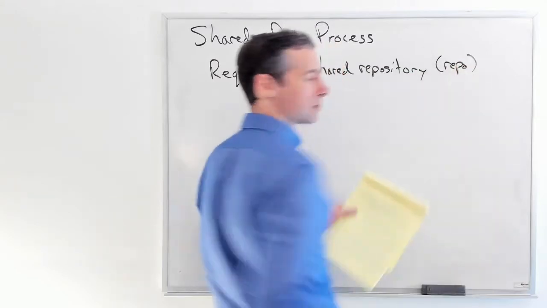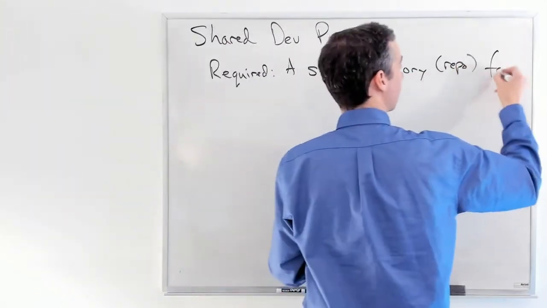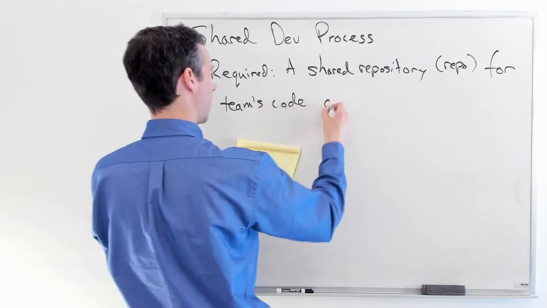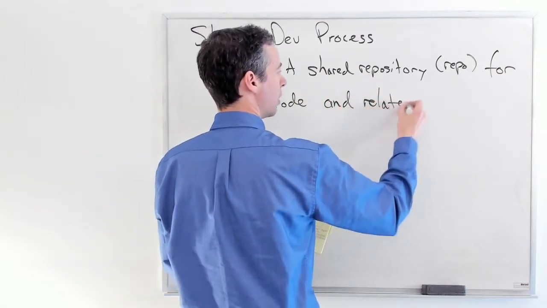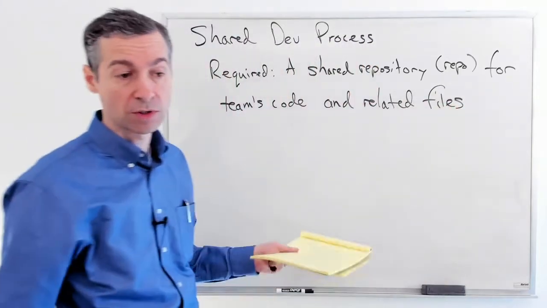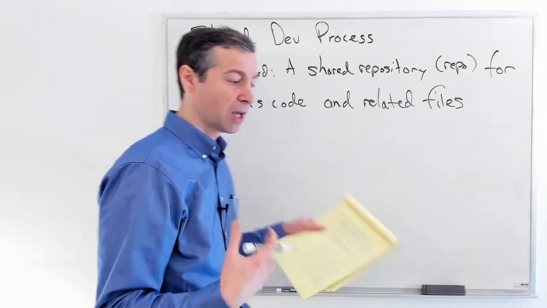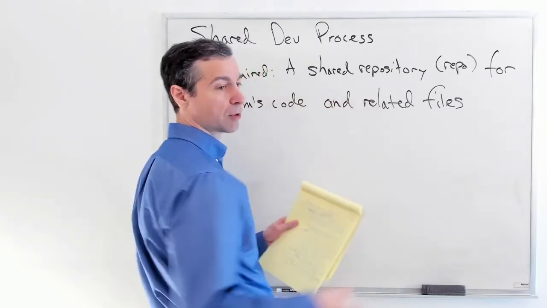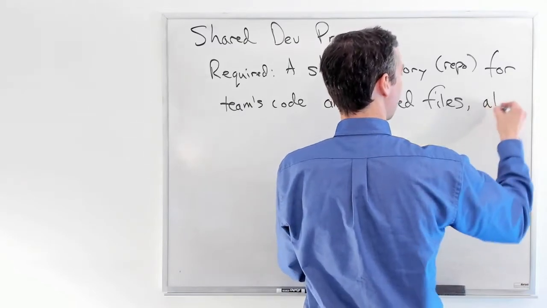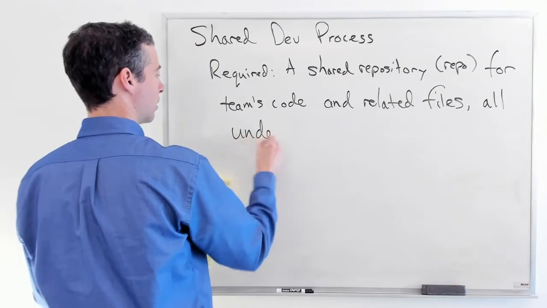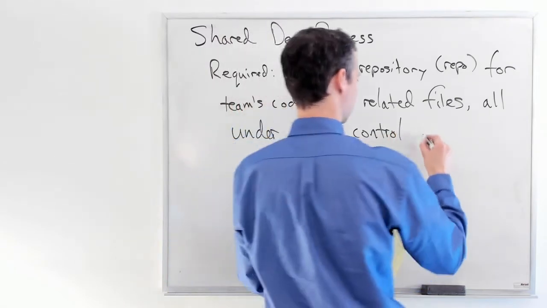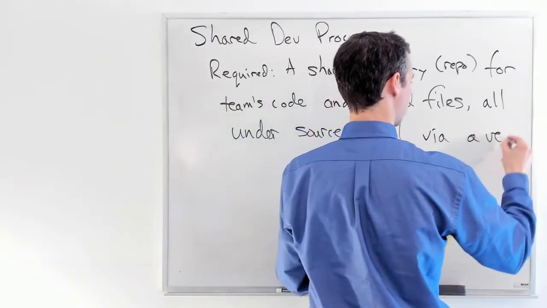often abbreviated and said a repo, for the team's code and related files. You're also going to use your repository to store documentation. You can use it to store drawings for the project. You do all sorts of things, but often anything having to do with the project will go into a shared repository, okay? And all of this stuff is under source control, via a version control system.